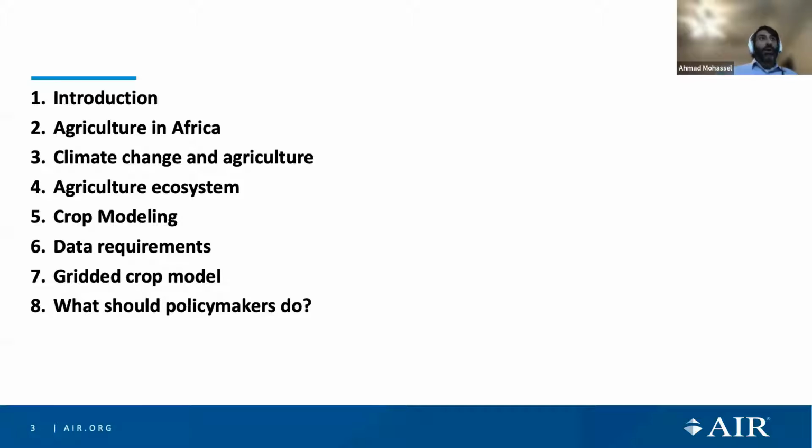So today, I'm going to introduce the modeling framework we're going to present to you, and then I'll hand it to Eric to talk about the rest of the agenda. He's going to give you an overview of agriculture in Africa and climate change. We're going to talk specifically about the agriculture system and crop modeling. We're going to go over the data used in this model, the capabilities of this model, and at the end we conclude.